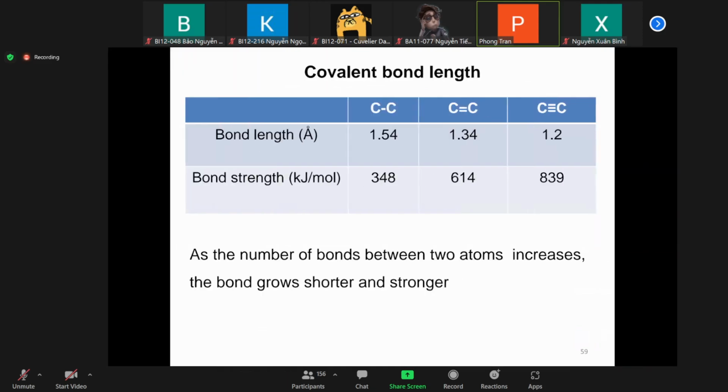In terms of covalent bond length, you see that the single bond is longer than the double bond and much longer than the triple bond. Conversely, in terms of bond strength, the single bond is weaker than the double bond, which is weaker than the triple bond. As the number of bonds between the two atoms increases, the bond gets shorter and stronger, and when it gets stronger, it also becomes less reactive. If you have a triple bond, cutting it will be much more difficult compared with a double bond and a single bond.